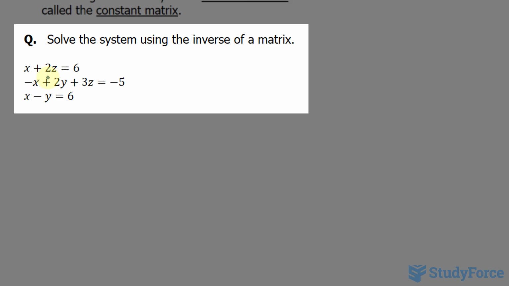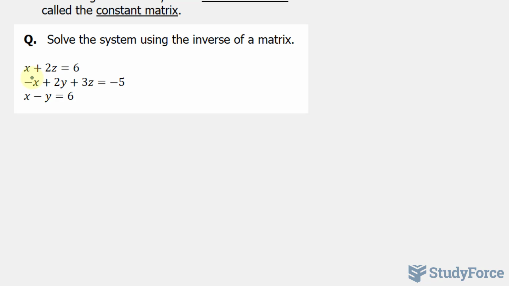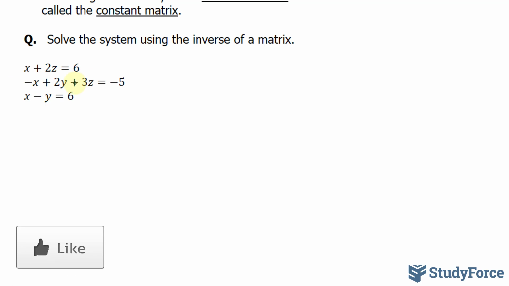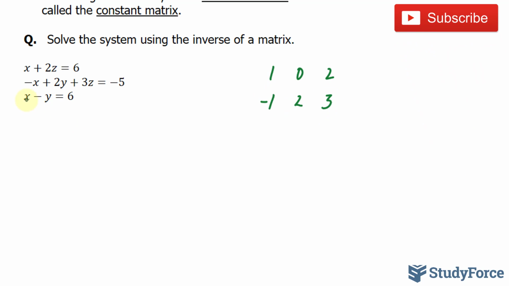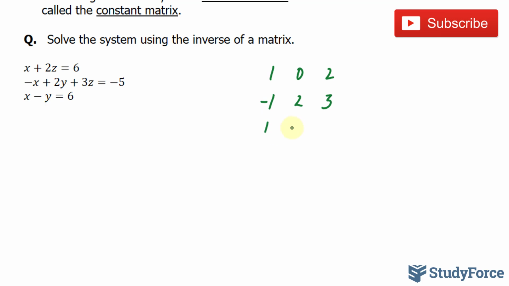The first thing that I'll do is write out the leading coefficients of the variables as their own matrix. For example, take equation 1. We have x plus 2z. That can be written as 1, 0, and 2, where 0 represents the coefficient of y. It doesn't exist, so we replace it with a 0. For the second equation, you have negative 1, 2, and 3. And lastly, you have 1, negative 1, 0.